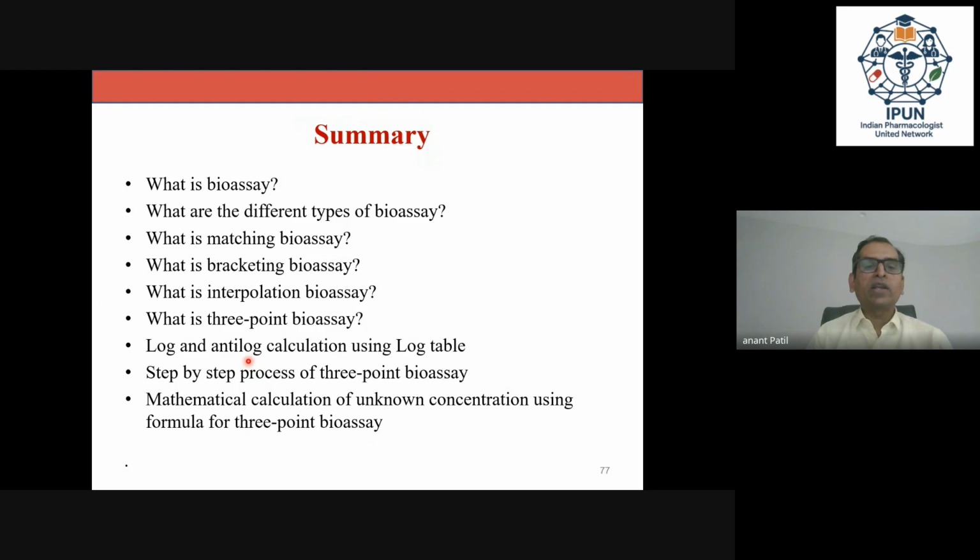And log and anti-log calculation, I have given you an exercise to buy a log table today and maybe do 10 exercises of calculating log and anti-log. We spoke about those 10 steps of 3-point bioassay using that mathematical formula.